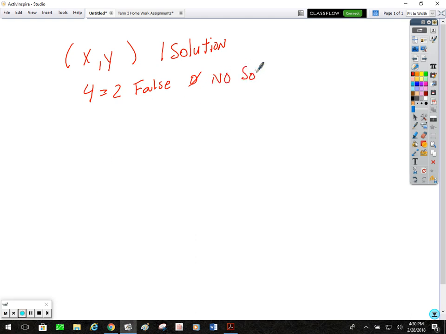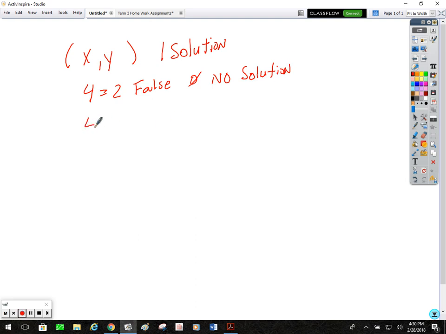When we're looking for one solution, that means I'm going to have some kind of solution that gives me an x coordinate and a y coordinate, so I know exactly where my lines are going to cross. So that would be my one solution problem. And if I come out with something like 4 equals 2, remember we talked about that being a false statement, which means I will not have any solutions. That is no solution, not zero. There is a difference.